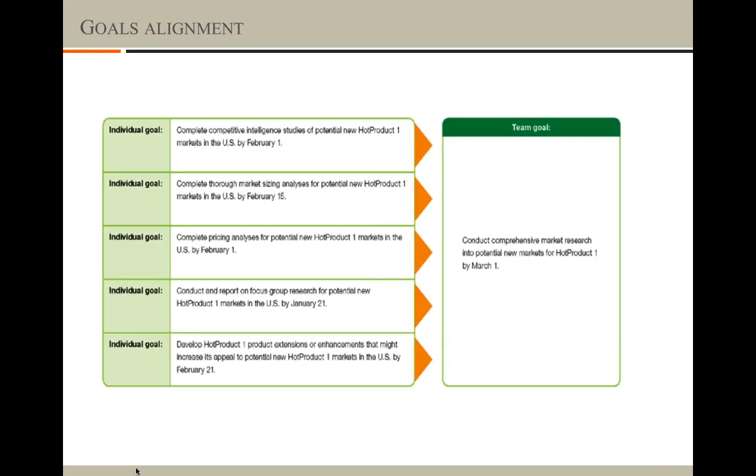So all of these individuals make a team, and the team goal is to conduct comprehensive market research for the potential markets by March 1. This team goal is aligned with the individual goals, and individual goals are also aligned with the team goal. So none of the goals is a disconnected goal, and each individual is contributing towards achieving that team goal.